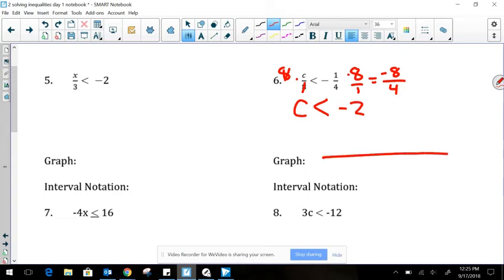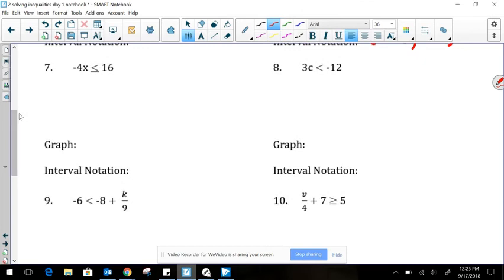And now I can graph. So I have negative 2 in the middle, negative 1, and negative 3. So I have an open circle, and I'm shading to the left. Now my interval notation, I have negative infinity, getting really, really small, all the way to negative 2 with a parenthesis because it is an open circle.